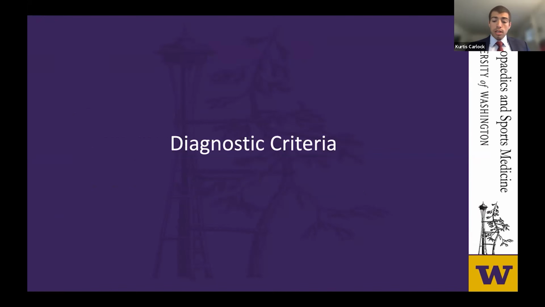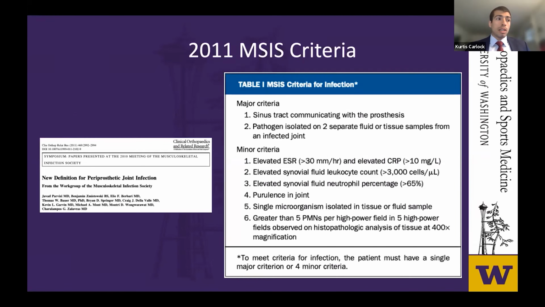So as I was mentioning, the patients with chronic infection are those that are typically quite difficult to diagnose. And to address the difficulty that we're facing, or that we were facing in determining which patients truly are infected and those who are not, the first widely accepted set of diagnostic criteria for PJI was developed back in 2011 by the Musculoskeletal Infection Society.